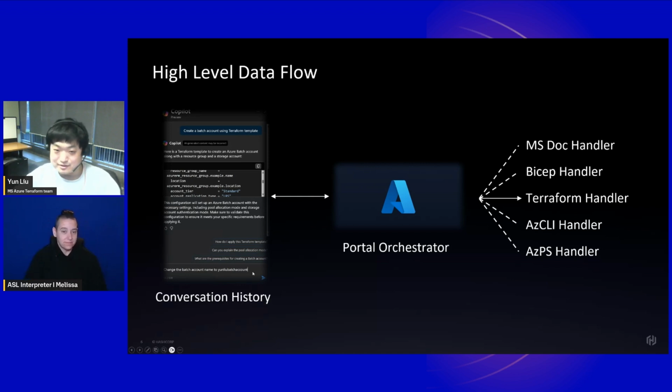Once the Terraform handler is selected, we go through a series of steps to generate high quality Terraform code. After that, the generated result returns to the Portal Orchestrator, and it helps to display this generated content in the Copilot blade. So this is the data flow process.